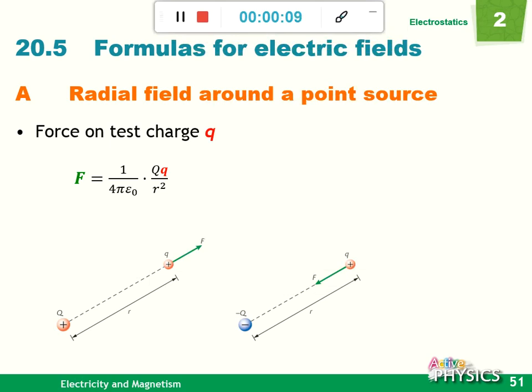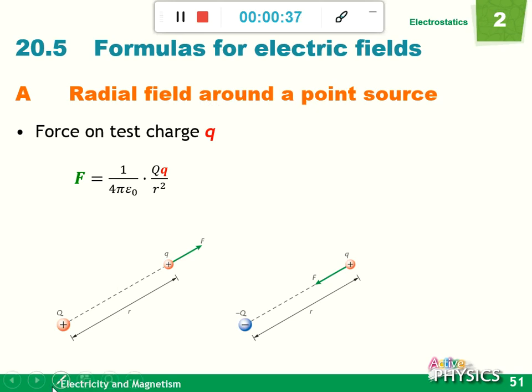Okay, 20.5, formulas for electric fields, page 44. In the last session, 20.4, we learned what the electric field is and also electric field strength. In this session, we will focus on the formula, on the calculation. First of all will be the radial field. A radial field usually comes from a point charge.